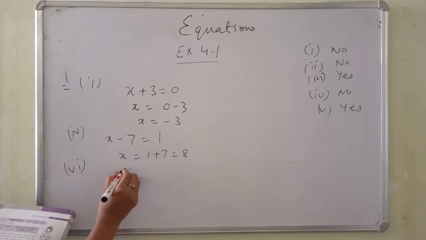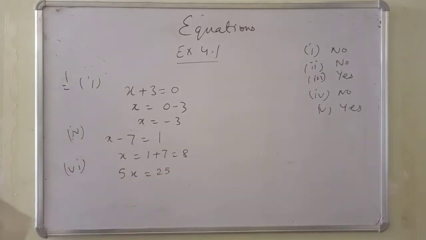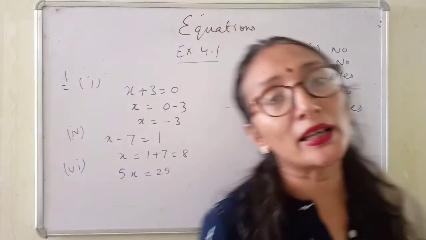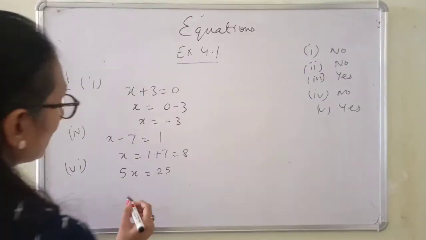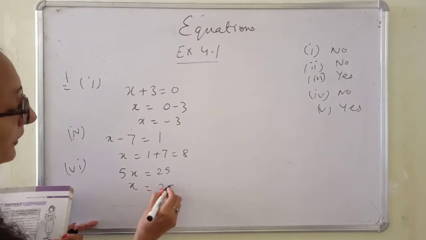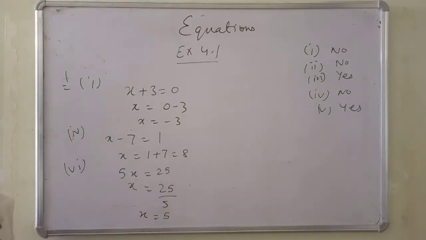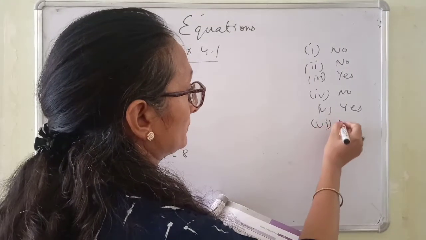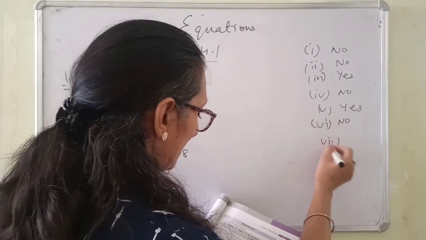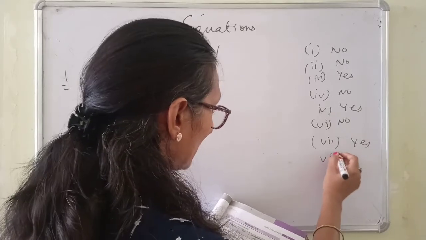Sixth is 5x is equal to 25. See, 5 is multiplied by x. In algebra, if there is no sign, that means multiplication. So x will be 25 upon 5. That means 5. Now let us check the answer. See, sixth is x is 0. So no. 7, x is equal to 5. Yes. And 8, x is equal to minus 5. No.